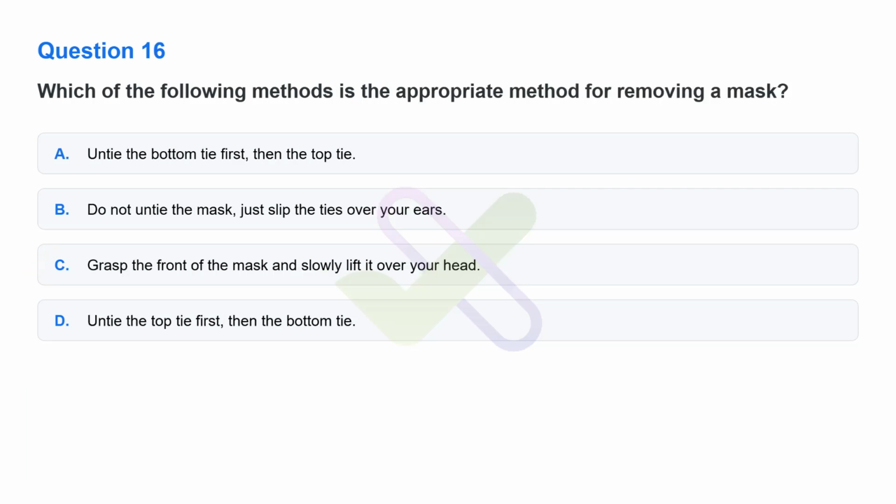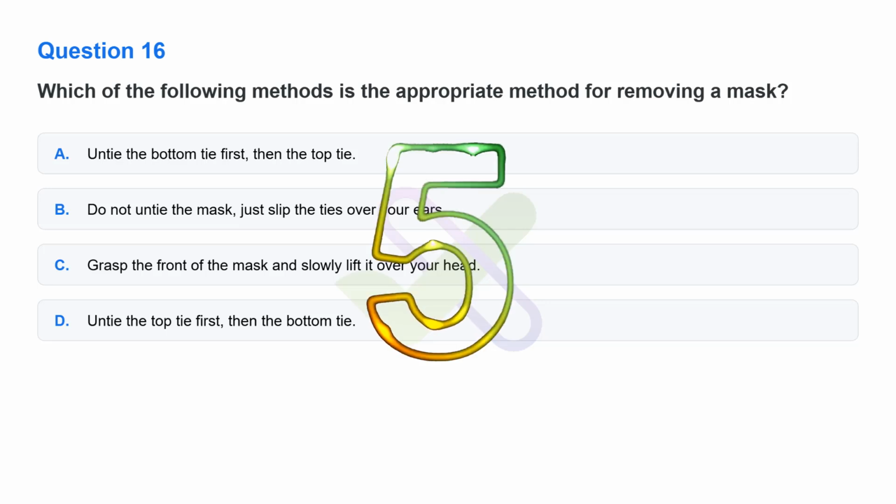Which of the following methods is the appropriate method for removing a mask? A. Untie the bottom tie first, then the top tie. B. Do not untie the mask, just slip the ties over your ears. C. Grasp the front of the mask and slowly lift it over your head. D. Untie the top tie first, then the bottom tie.